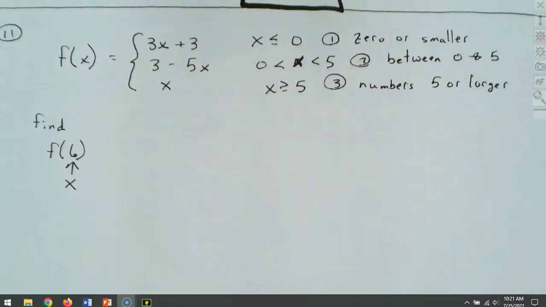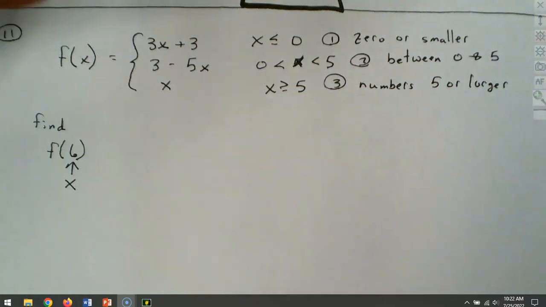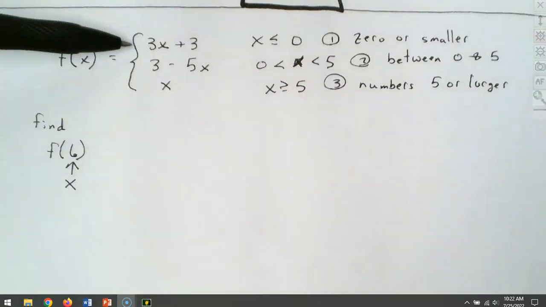So now which row are we going to look at and we're going to use here? Well, we look at our 6. Now 6 is our value of x. So the 6, what is it? Is 6 smaller than 0? No. So it would not fall into the first row.